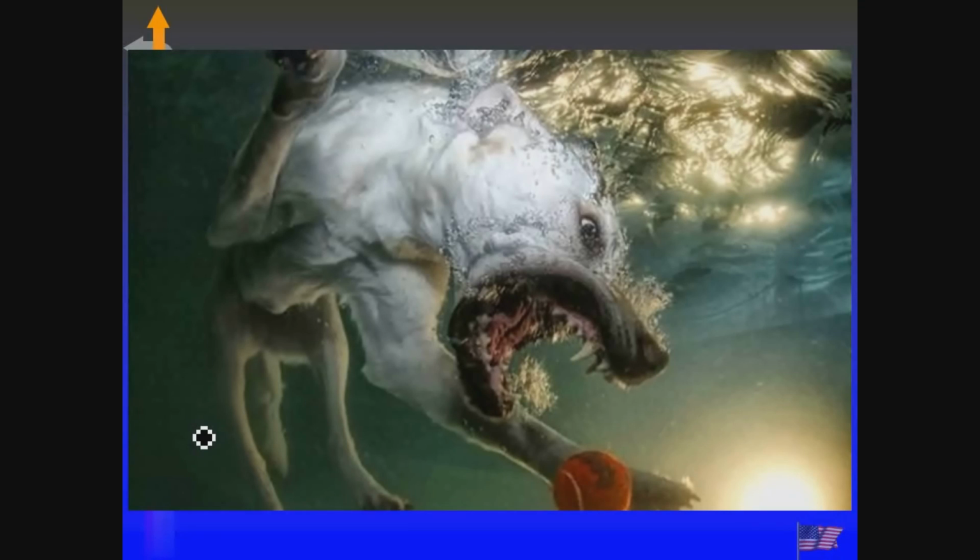Did you ever see these series of pictures? They're amazing. Guy took a high-speed underwater photograph of a dog going after a ball, and some of them are just wild. Looks like a rabid dog.